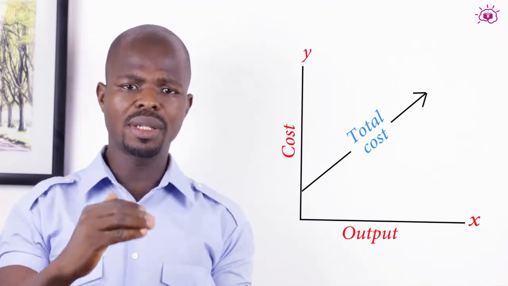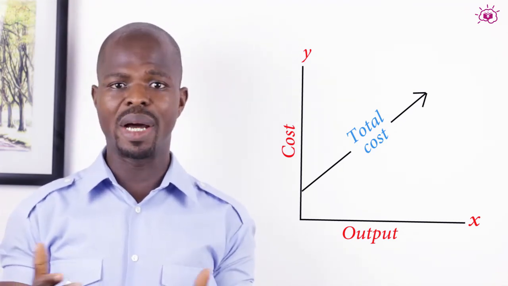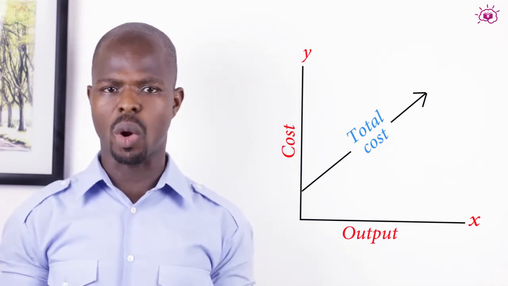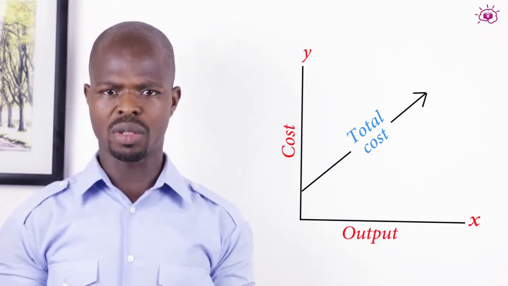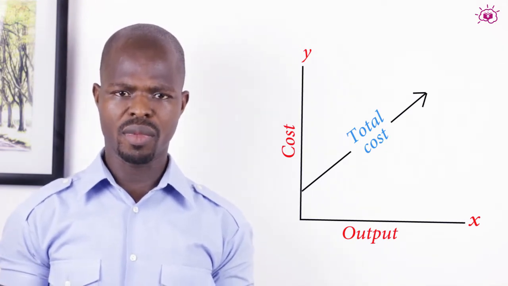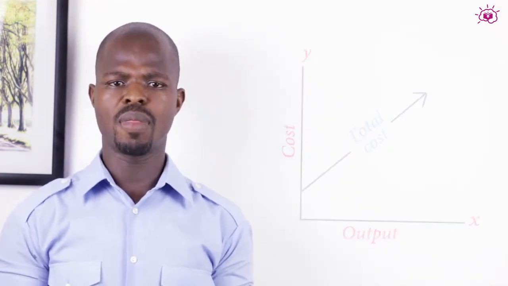Now, the reason why it didn't start from the origin is that some additions have taken place. And what are those additions? It is your fixed cost added to your variable cost that produces the total cost. That is the position on the graph.